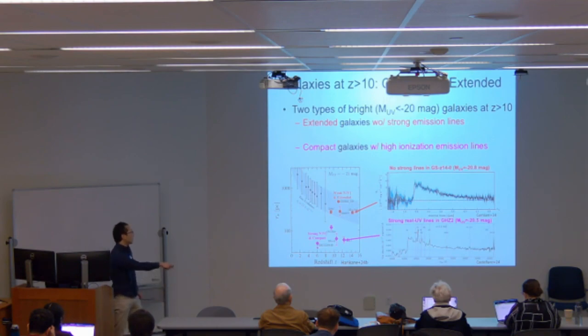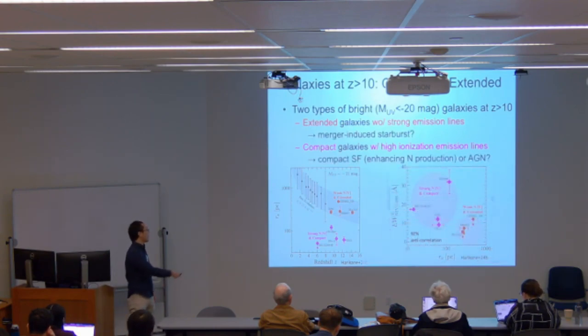On the other hand, this is the spectrum of the compact galaxy GHZ2, at redshift 12. As you can see, it shows multiple strong emission lines, including carbon IV and nitrogen IV. So you can see that these two galaxies have very different emission line properties.